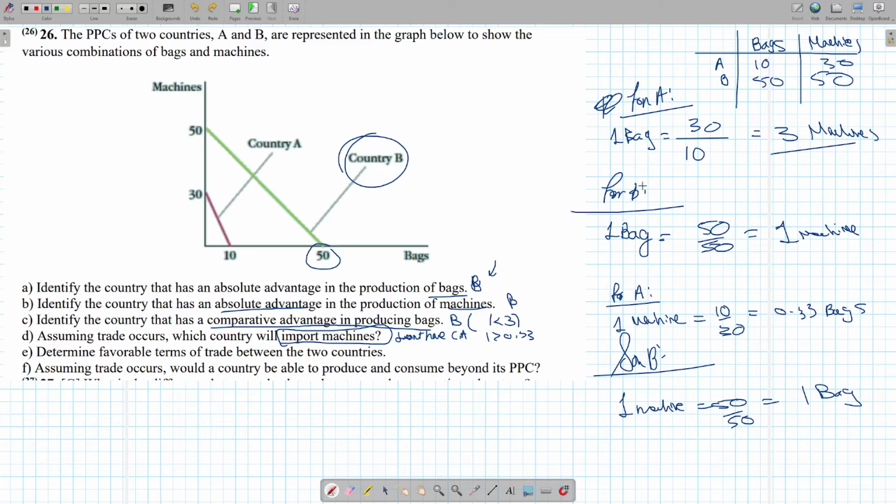So therefore here, since A has a lower opportunity cost, he's going to be the one producing it, and he's going to be the one exporting it. So who's going to be the one importing it? B, okay? Since A is exporting it, B is going to be the one importing it. So who's going to import machines? It's going to be B.